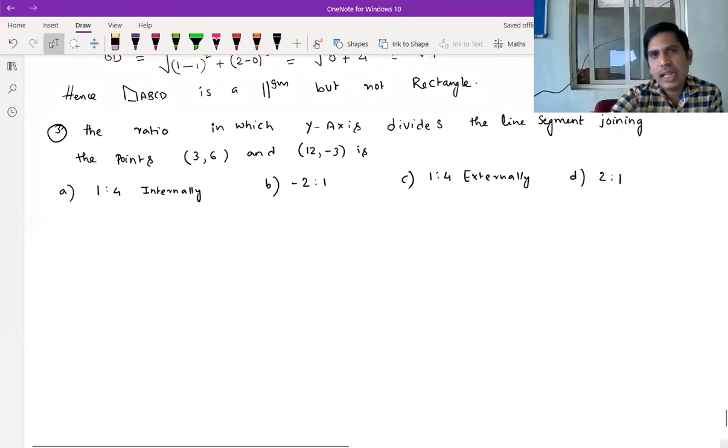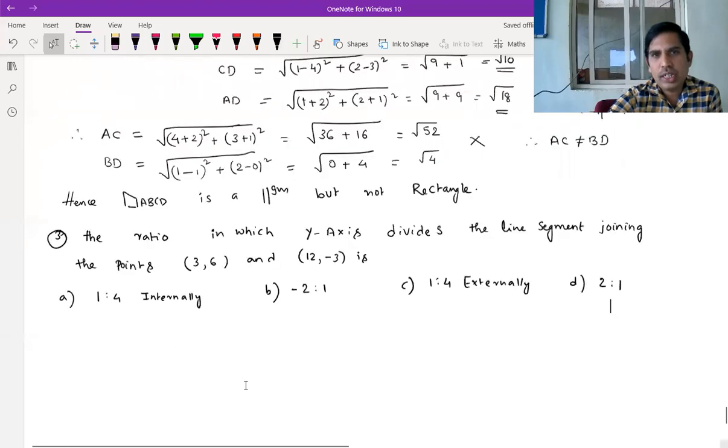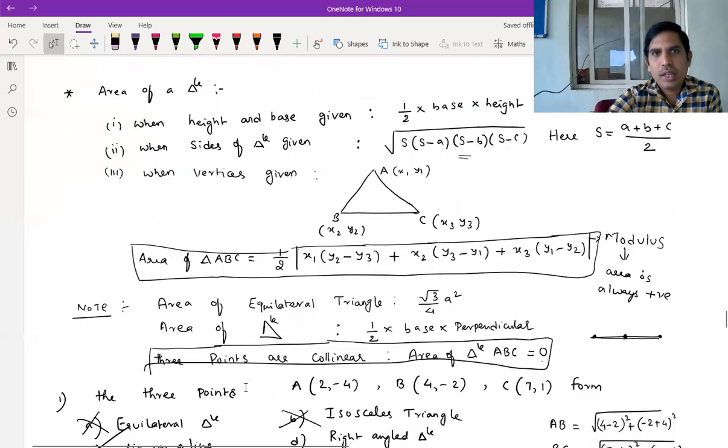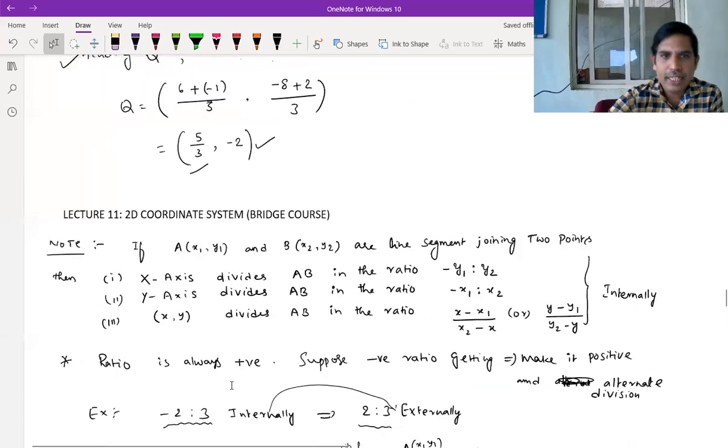So in the last class I gave, once I show the screen, you will get an idea about that. Right here, observe. Note the point given, see. X-axis divides AB in what ratio? -y1:y2 internally. Y-axis divides AB in the ratio -x1:x2 internally. So therefore, in the question y-axis divides only, this one we have to consider.